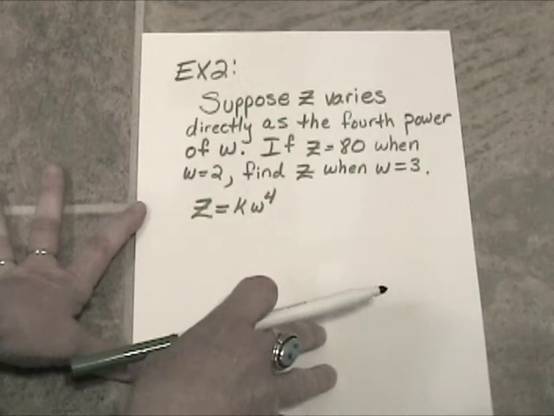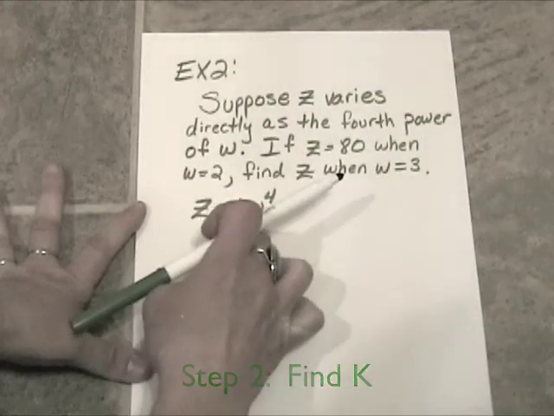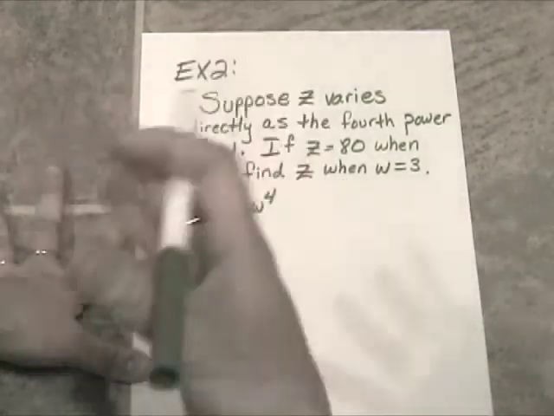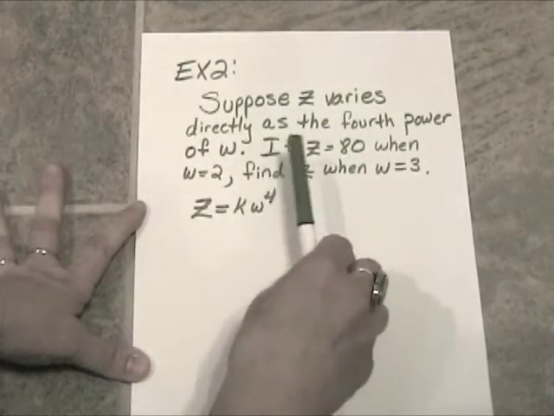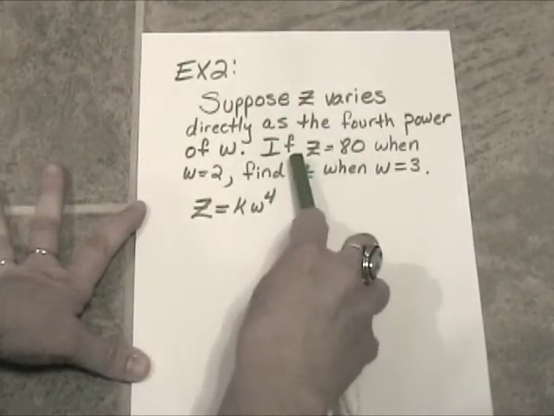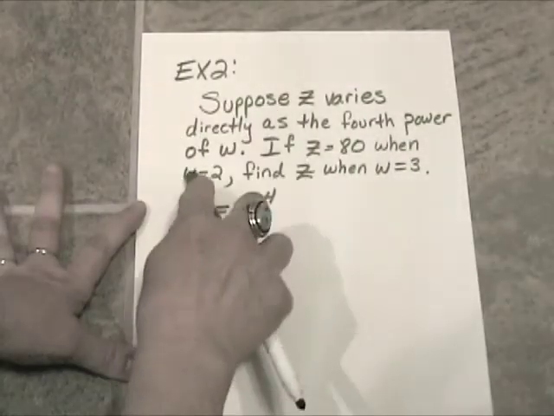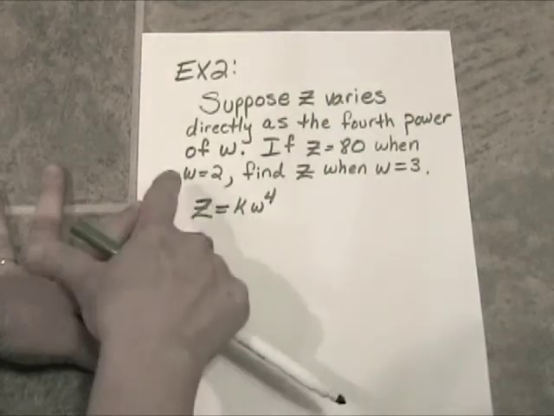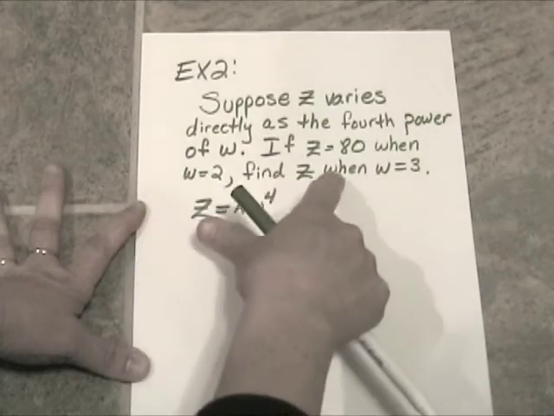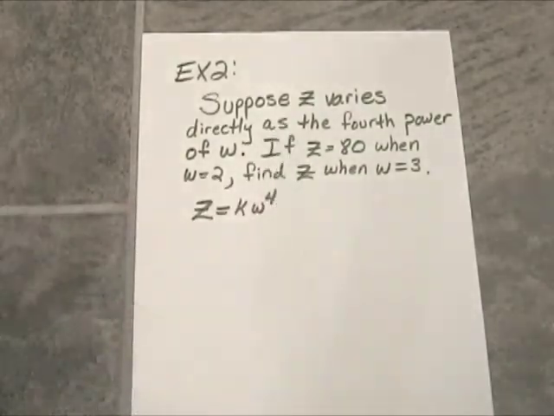Step 2 is we need to find this k. To find the k, we have to be given a little bit of information about the variation, and we have a little bit of information here. If z's 80, we're going to get a value of 2 for w. So if z's 80 when w is 2, find z when w is 3. Well, we know the 80 and the 2, so we can solve for the k. Let's go ahead and do that.